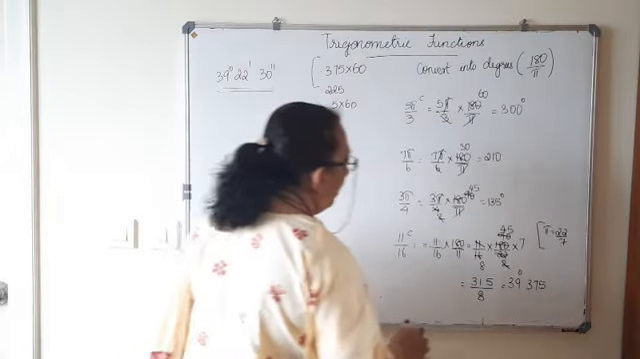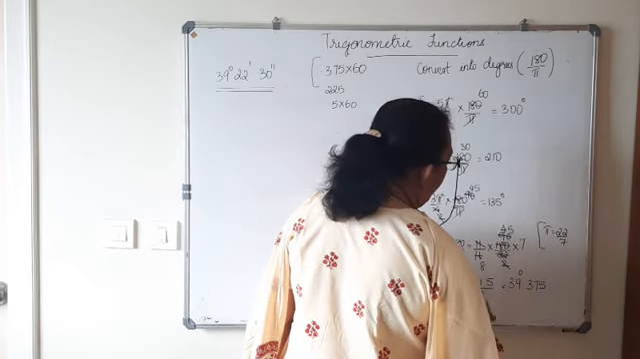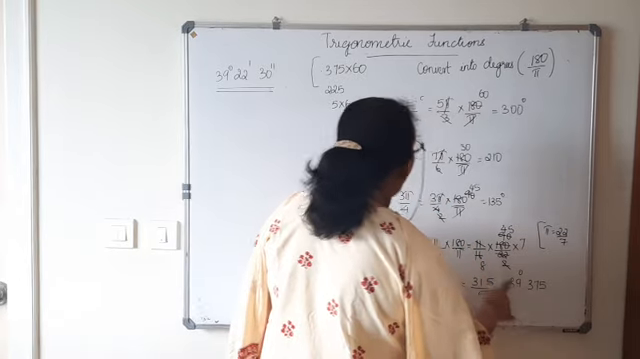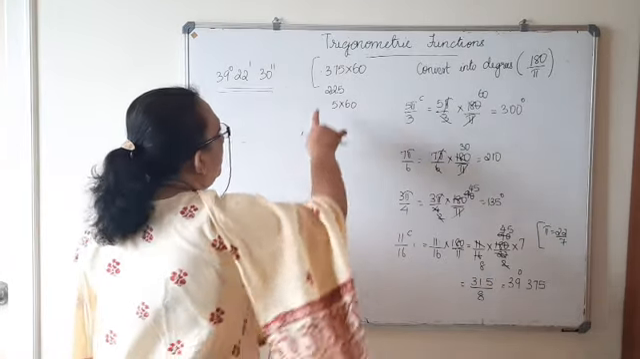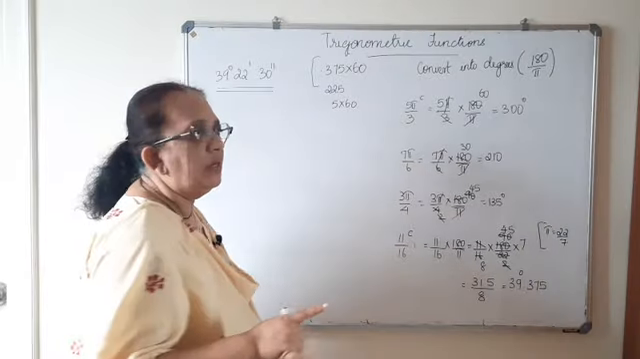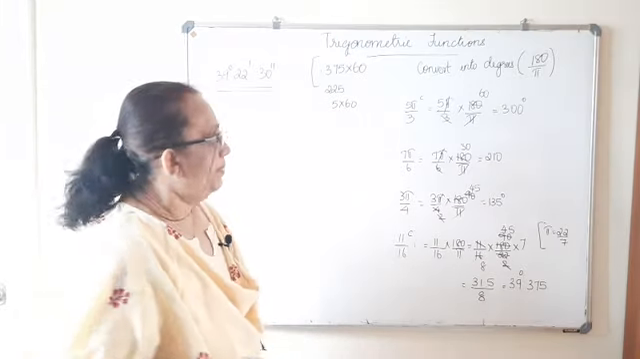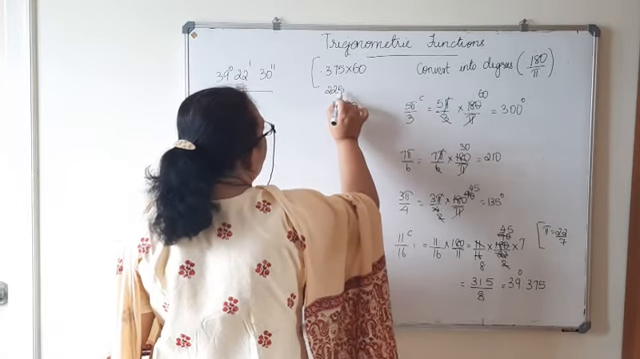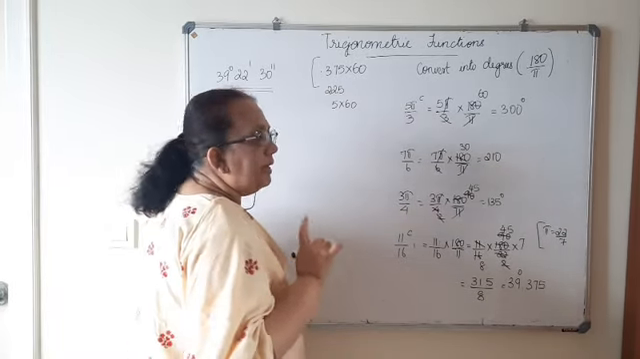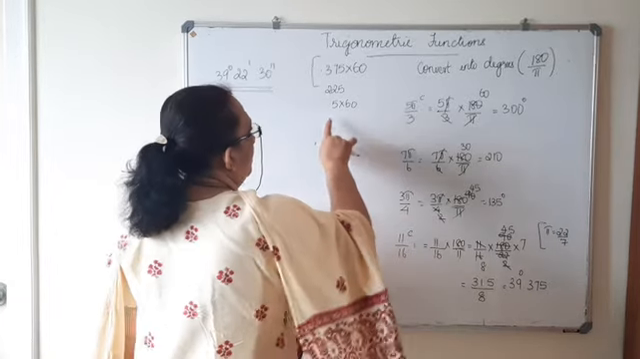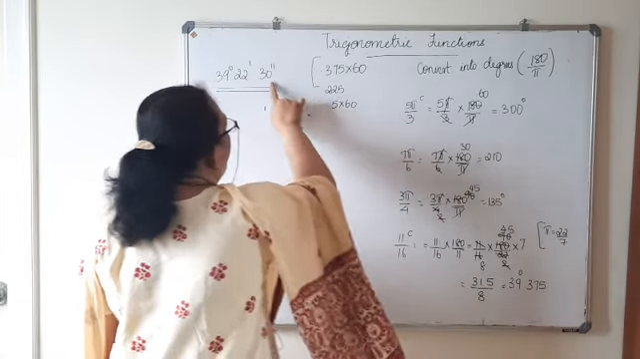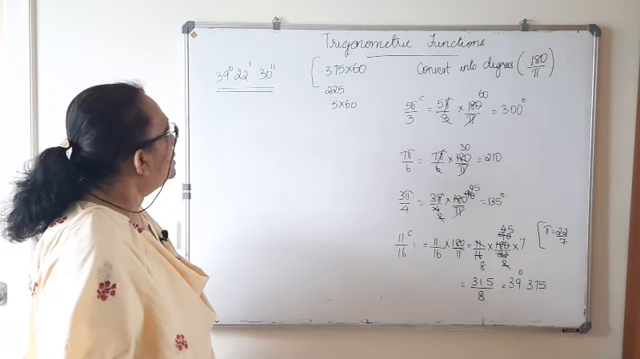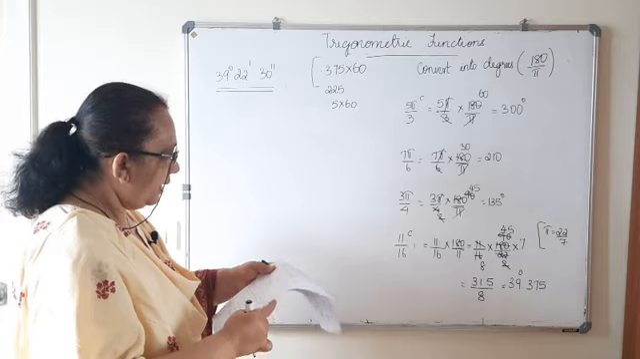So here when you divide using your calculator, 315 divided by 8, that is 39 degrees 0.375. That 0.375 you multiply with 60, because 1 degree is equal to 60 minutes. You get 22.5, that is 22 minutes and 0.5. Again 1 minute is equal to 60 seconds. So 0.5 into 60 is equal to 30 seconds. So the answer is 39 degrees, 22 minutes and 30 seconds.